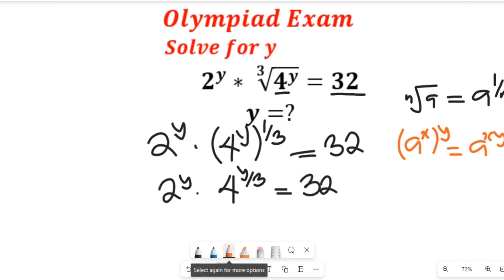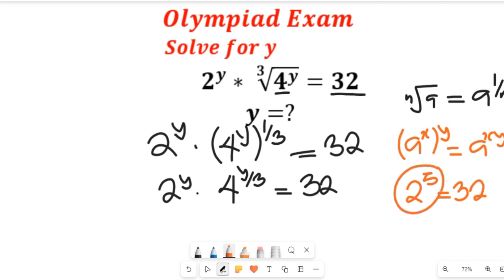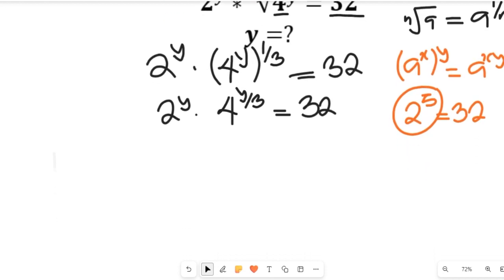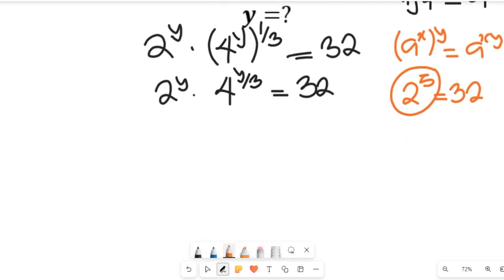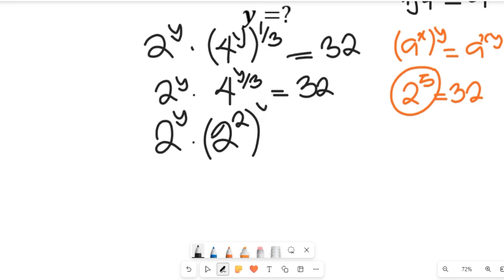Now I want you to remember that 2 to the power of 5 is equal to 32, right? So 2 to the power of 5 can replace 32. Once we've gotten that, we'll have to simplify further. So we'll have 2 to the power of y multiplied by, this will give us 2 to the power of 2, right? And this will be all to the bracket y divided by 3, equal to 2 to the power of 5.